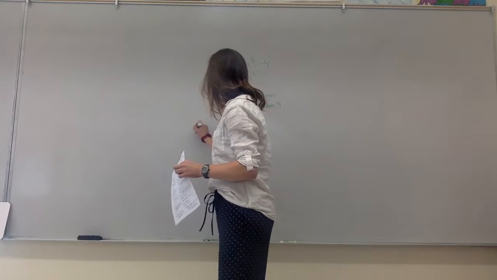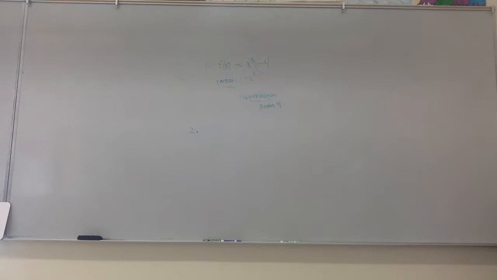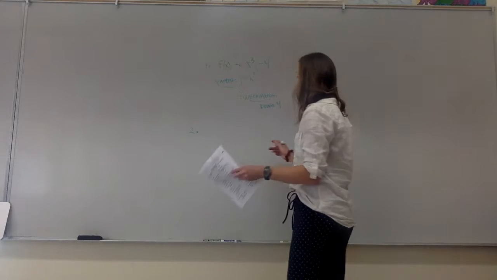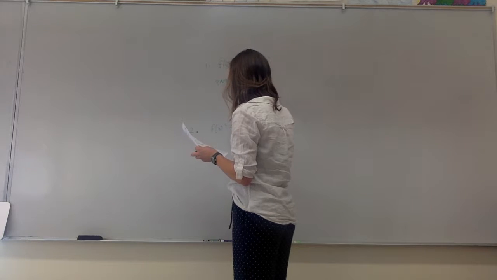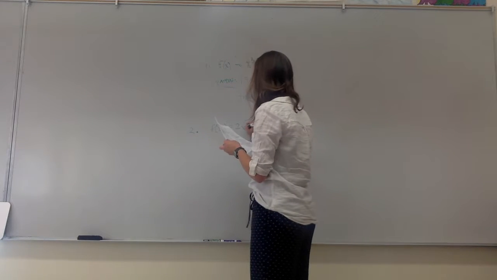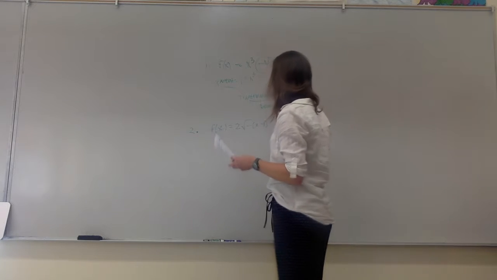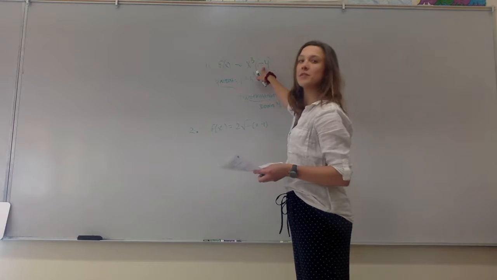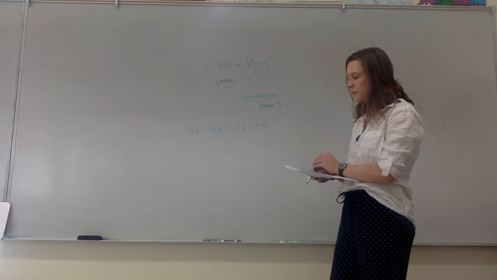In number 2, see if I turn the lights off, if it gets a little bit better. Yeah, you can see that a little better. In number 2, I have f of x equals 2 times the square root of negative x minus 1 in parentheses. This is a little bit more challenging because it's involving not just one transformation, but 1, 2, 3 transformations.